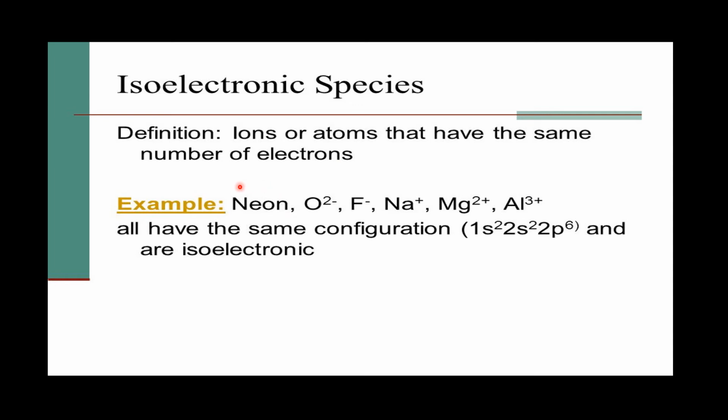Neon has 10 electrons. Here O2 minus: oxygen has 8 electrons and 2 minus means it is accepting 2 electrons, so 8 plus 2 is 10. Fluorine has 9 electrons, it is accepting 1 electron here, then 9 plus 1, again 10. Sodium has 11 electrons but it is giving 1 electron, therefore plus 1 charge, so sodium has 10 electrons here.